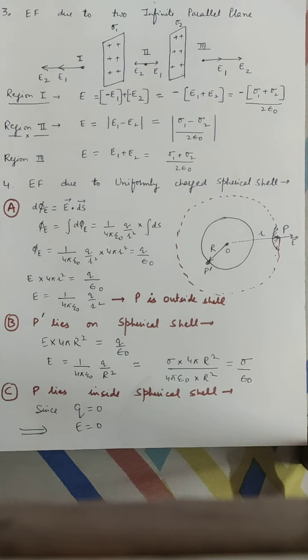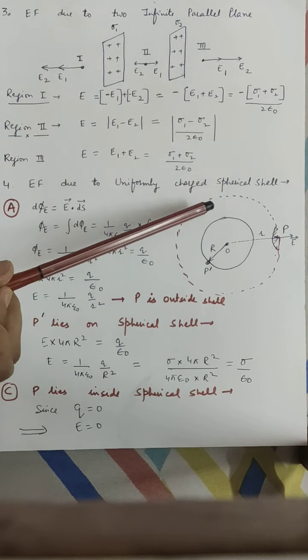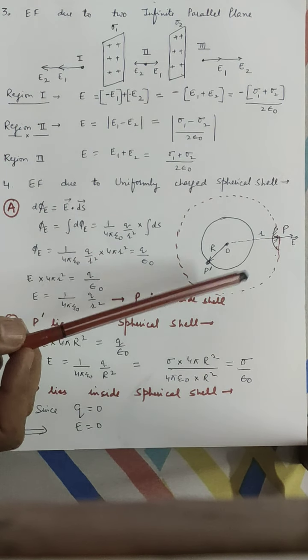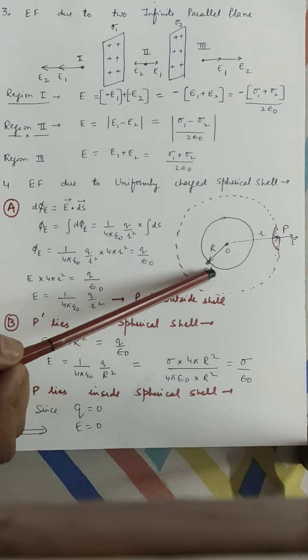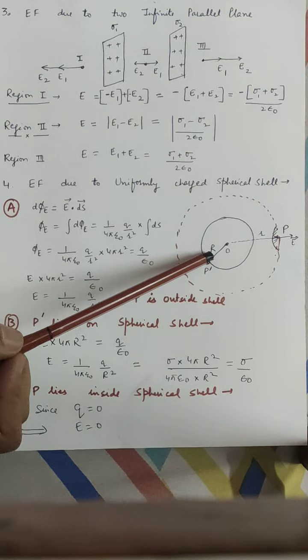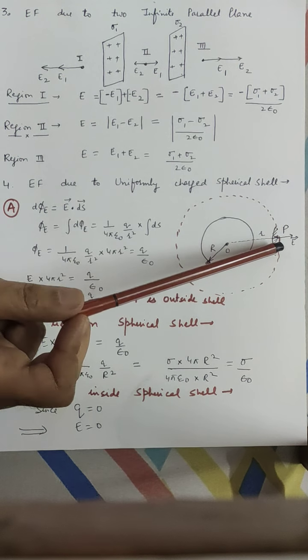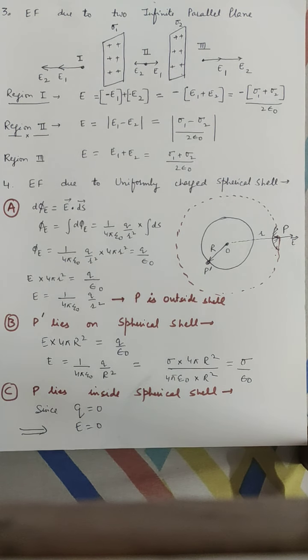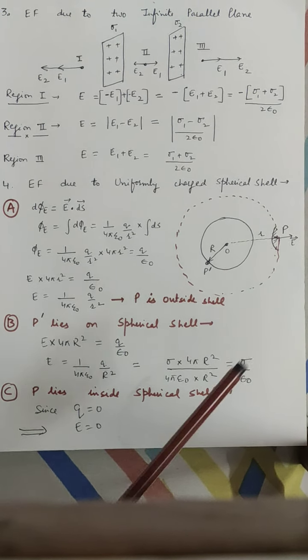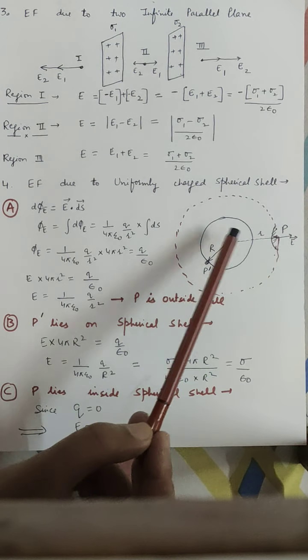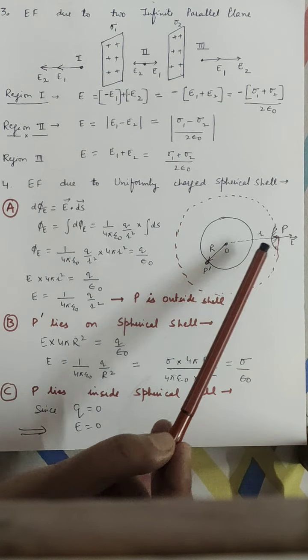Now we move to the fourth application, that is electric field due to uniformly charged spherical shell. So in this particular case, this is a shell which is of radius capital R. Origin is represented by point O. Suppose initially the point where we have to calculate the electric field is outside this shell. Suppose this point is P, which is at a distance small r from the origin.